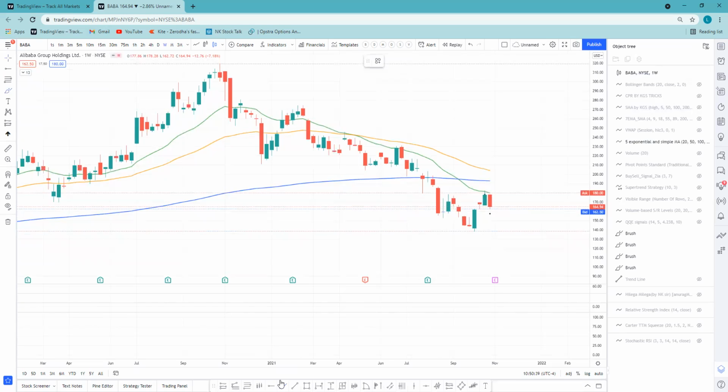I'm not sure about the blue line. Blue is 200. Yeah, 200 EMA. So green is 20, this is 50, the orange, and this is 200. So the trend is downward because 20 has just crossed the 200. Yeah. So it is making lower lows and lower highs, right?